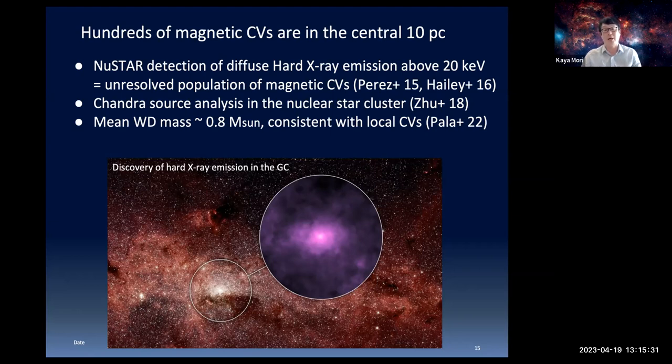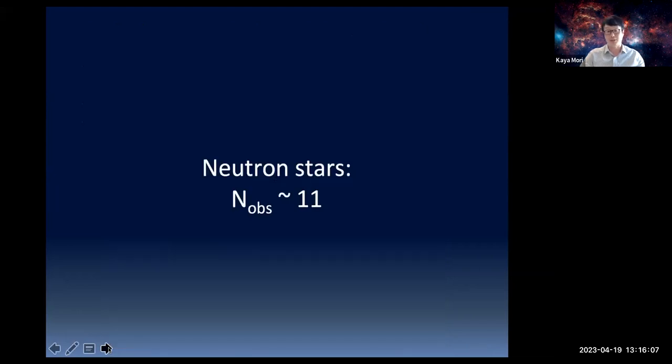And they basically confirmed that the X-ray emission in the new star cluster, the nuclear star cluster, is made up of these magnetic CVs. And then we can also measure the mean white dwarf mass of this diffuse emission, and it's consistent with the local CVs. So there should be hundreds of CVs, not resolved, but emitting hard X-rays in the center 10 parsecs. So all in all, there should be about 1,000 magnetic CVs in the galactic center so far. Let me talk about the neutron stars next.